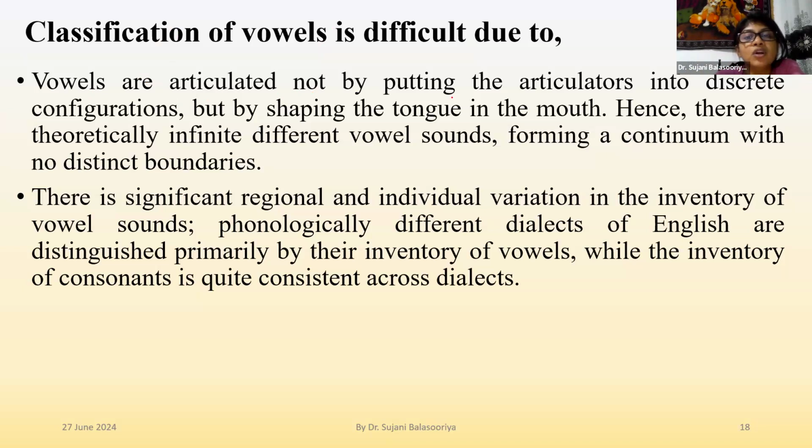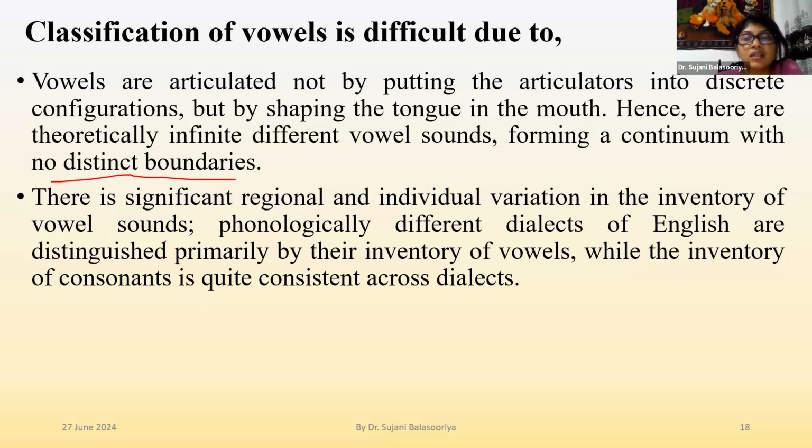Vowels are articulated not by putting the articulators into discrete configurations, but by shaping the tongue in the mouth. So we don't find different articulators functioning differently in vowel sound production. It is mostly the shape of the tongue inside the mouth that decides the production of the relevant vowel sound. There are theoretically infinite different vowel sounds forming a continuum with no distinct boundaries, unlike consonants.